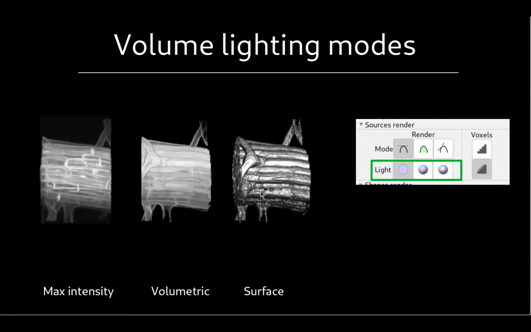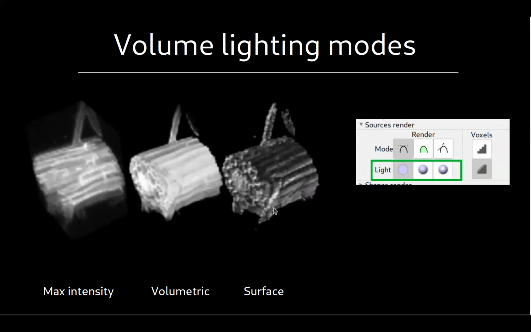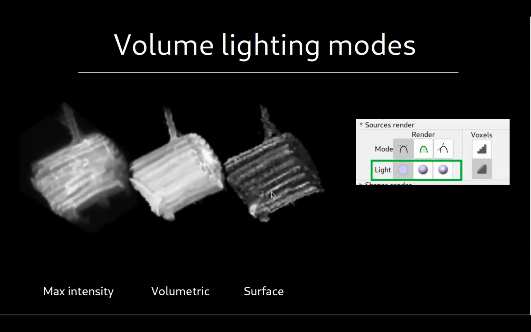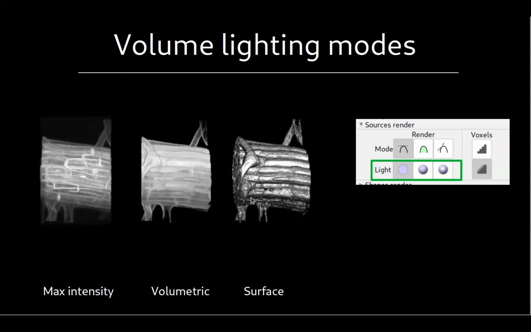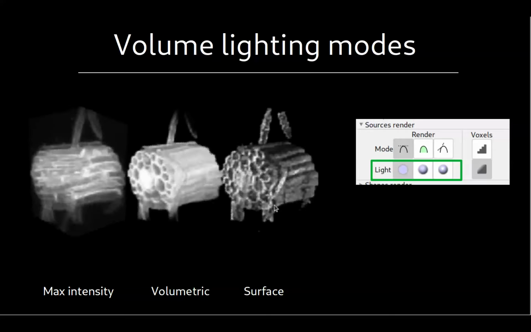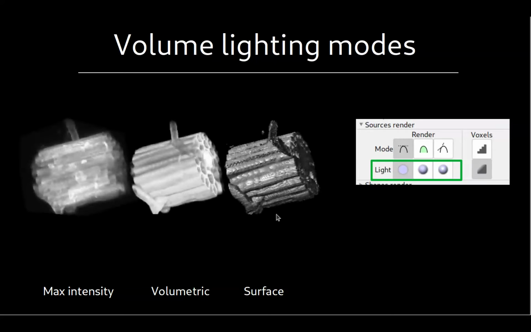Apart from the rendering modes, you can also change the lighting. It's kind of fake lighting. I'm not going to show it here; you can just click it. These lighting modes work only for volumetric and surface rendering.